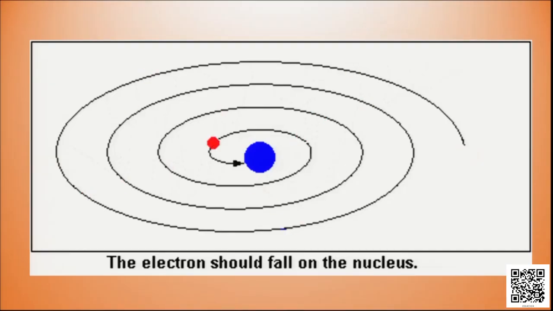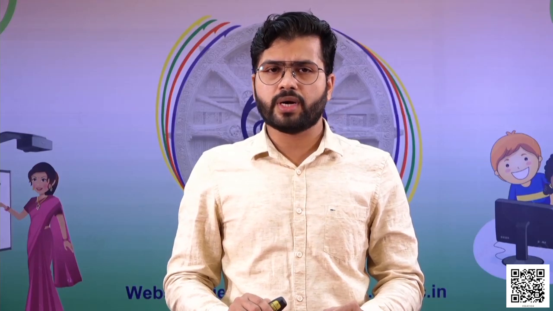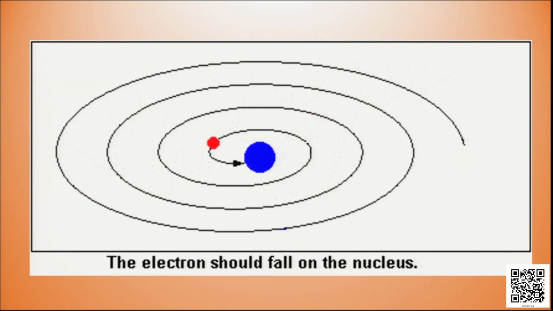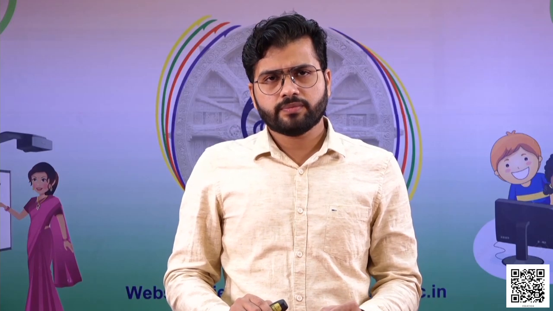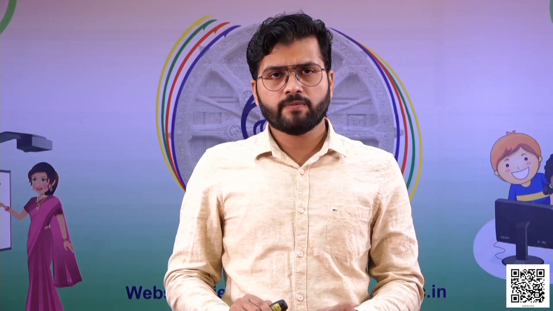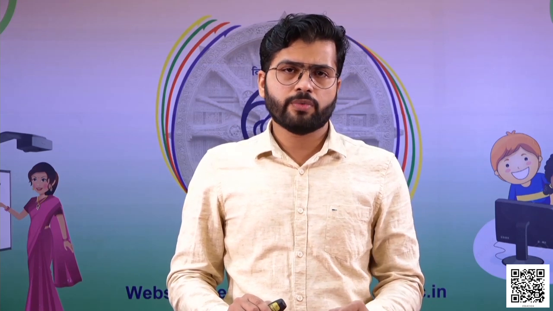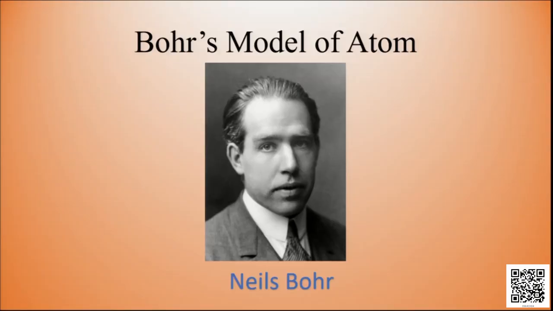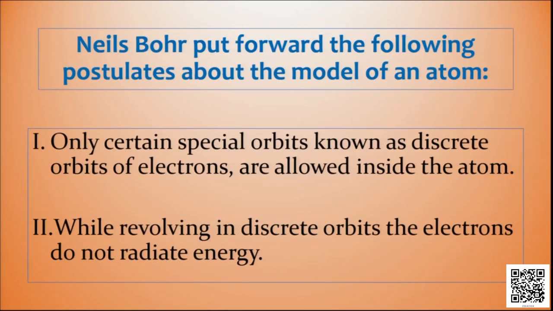As I emphasized, this was the objection raised against the Rutherford atomic model: whenever an electron revolves around the nucleus in a circular path, it will execute a spiral path that will lead it to jump into the nucleus. So in the year 1913, one eminent scientist overcame this drawback of the Rutherford atomic model. Basing his observation on the Rutherford model, he proposed another atomic model, and he is none other than Niels Bohr, who proposed his atomic model in 1913. What was his observation and what was his proposal for the atomic model?